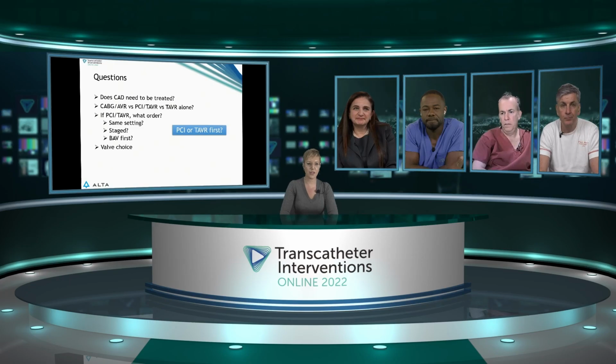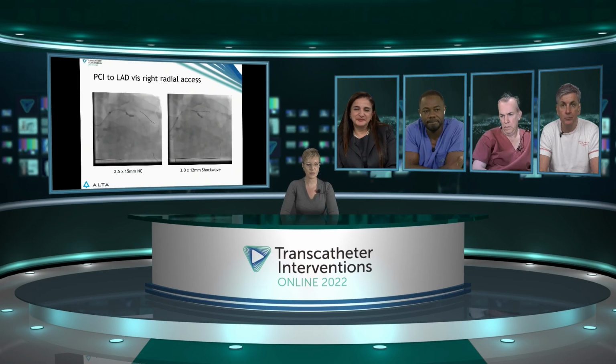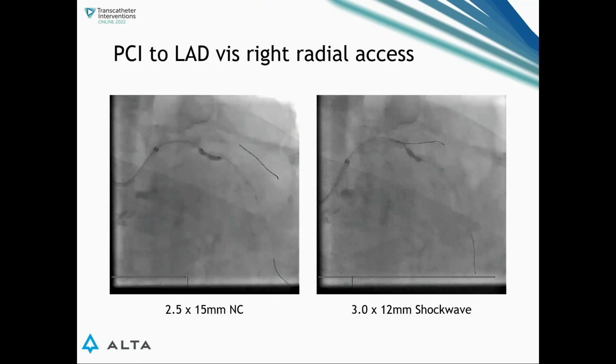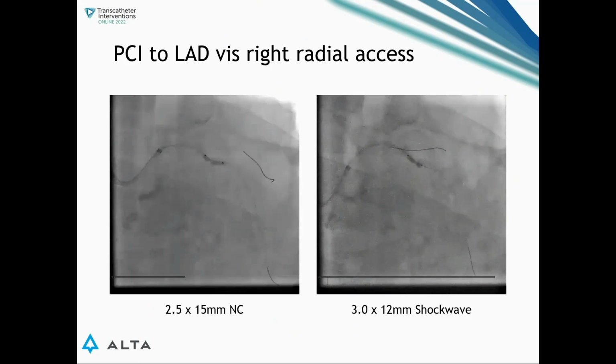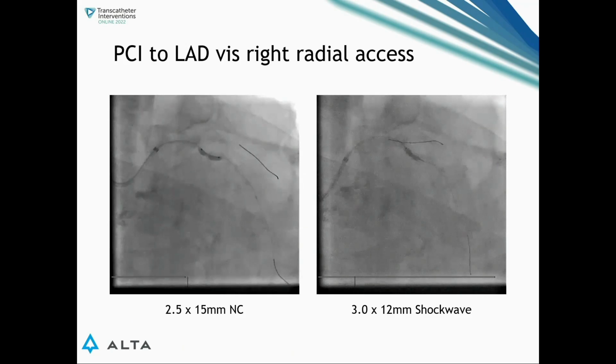Okay, go ahead, Sushil. Tell us what you decided to do. Okay, next slide. So we elected to upfront proceed with PCI of both the LAD and circumflex through the right radial. We started with the LAD and a 2.5 by 15 NC, where you could appreciate a dog bone in the mid portion of the balloon. We then took a 3.0 by 12 Shockwave, and you could appreciate even within the first 4 or 5 pulses of delivery that the calcium cracks and the balloon begins to expand. Non-compliant was at like 24 atmospheres; it just would not yield. It was a very focal napkin ring in that LAD.